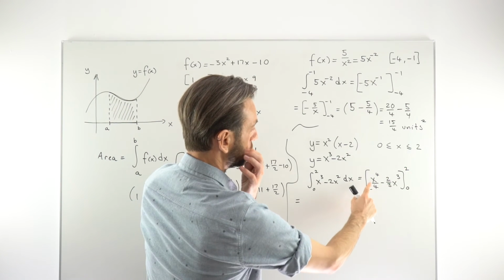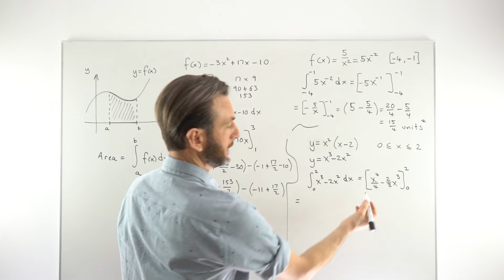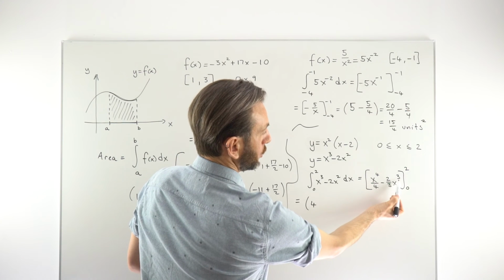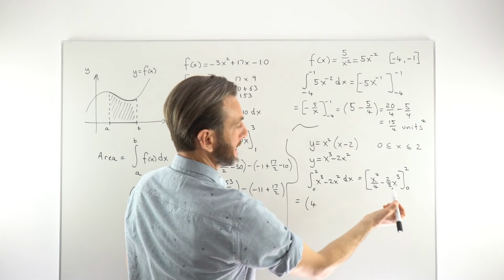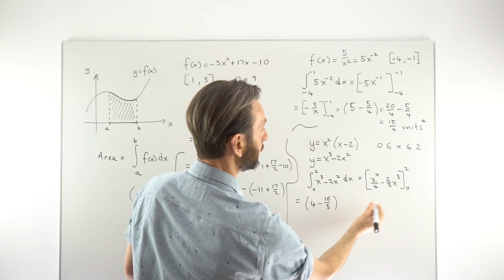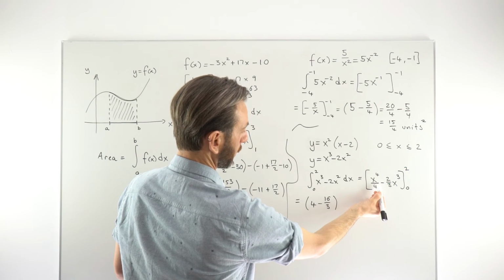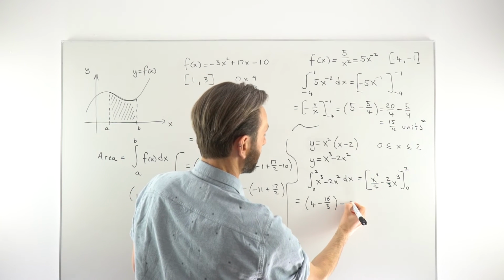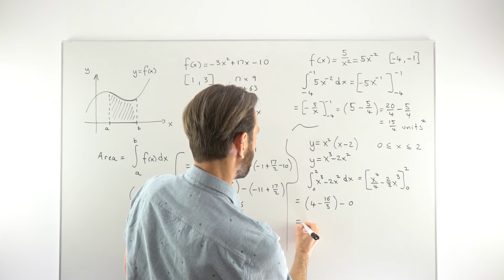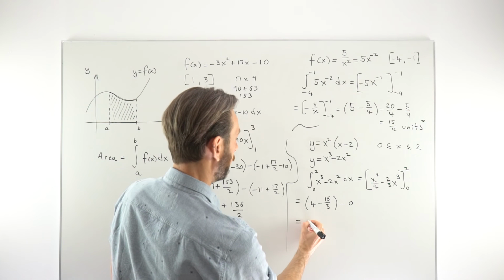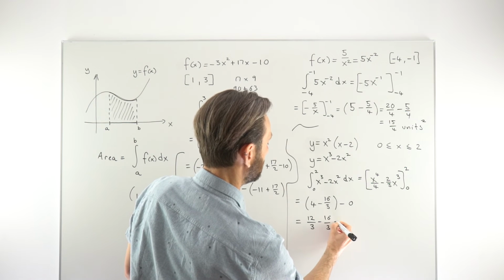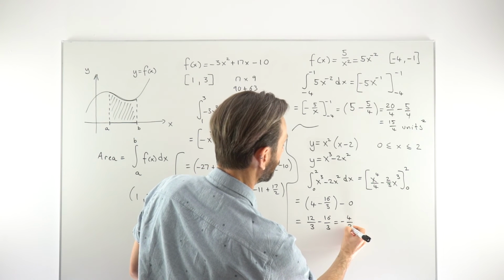So subbing in the 2 first, 2 to the power of 4 is 16, 16 divided by 4 is 4. So that first term would be 4. 2 to the power of 3 is 8, 8 times 2 is 16 over 3, that's going to be 16 over 3. Subbing in the 0, we're going to get 0, so we're just basically subtracting 0, which obviously we don't need to put in, but we'll just put that in anyway. And just taking this forward, let's make this 12 over 3. So 12 over 3 minus 16 over 3, which comes out to be minus 4 over 3.